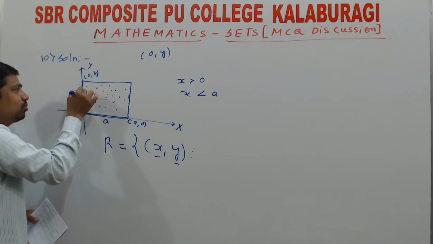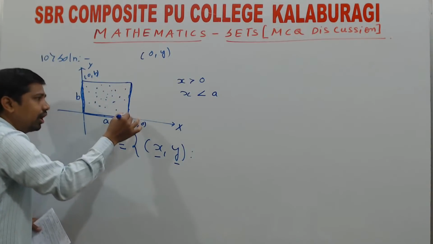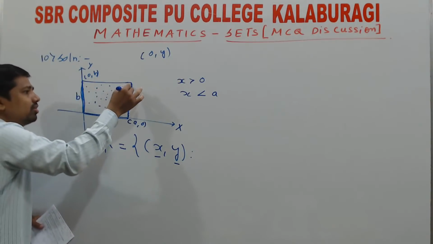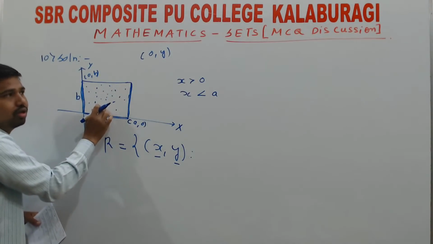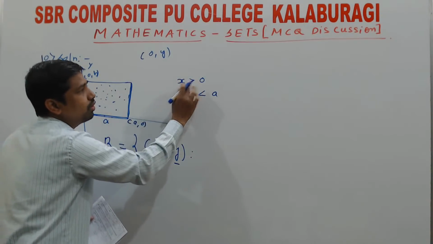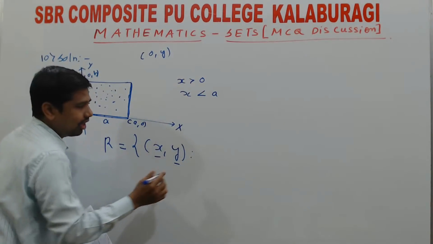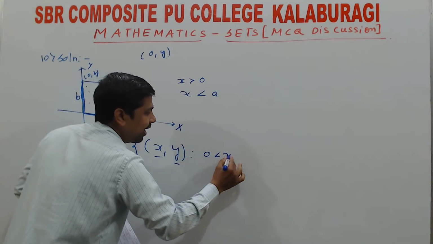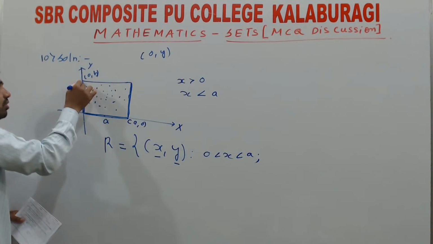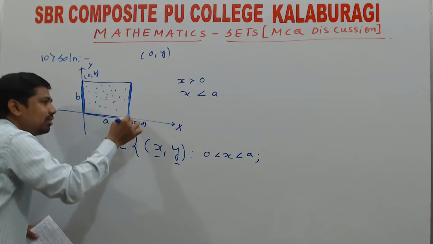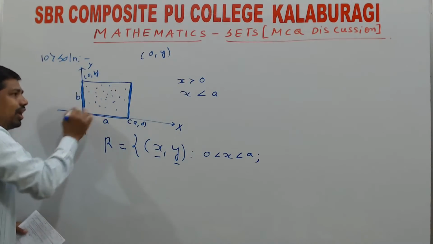So that these points are not included, right? These sides of the breadth are not included. We want only the points inside. So the first condition is that x should be more than 0 and x should be less than a. So 0 is less than x is less than a. These are the values x should take, so that the points which are on the sides of the breadth are excluded.